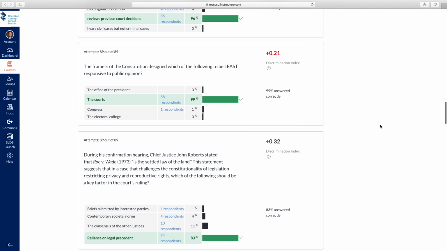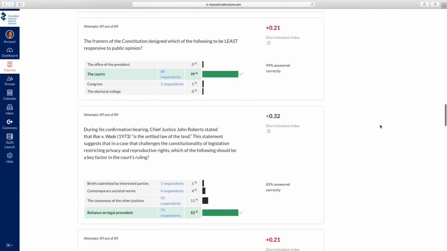There you go. The framers of the Constitution designed which of the following to be least responsive to public opinion? The courts. Congress is very responsive to public opinion. Why? They're elected. The House is elected every 2 years. They've got to be responsive to the people. The courts are not. They're not elected. They serve life terms.